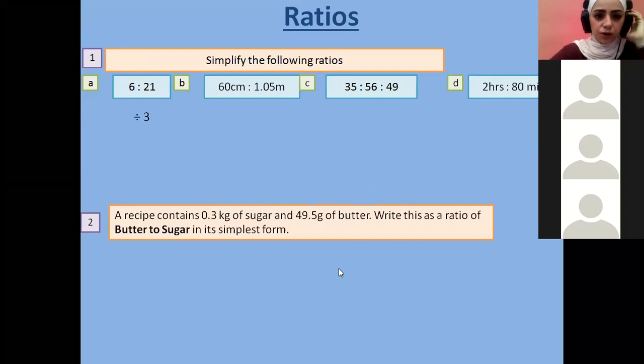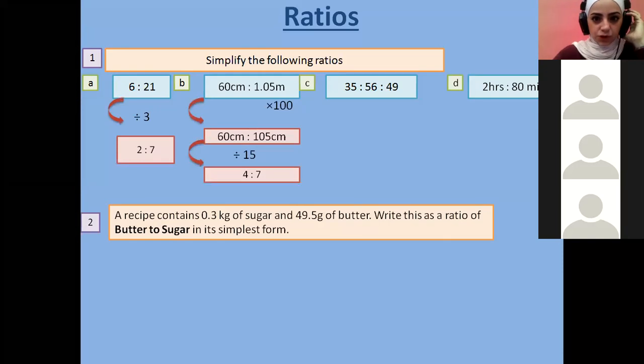Here we're not going to do all the questions. Let me go to question C. As you see in part C of question 1, we have 3 parts. It doesn't matter when you have 3 parts. You just look at the 3 numbers, 35, 56 and 49. The 3 of them are multiples of 7. So we divide all of them by 7. 35 by 7 is 5, 56 by 7 is 8, and 49 by 7 is 7. So this is the simplest form, 5, 8, 7.